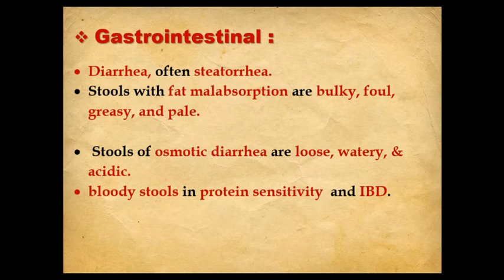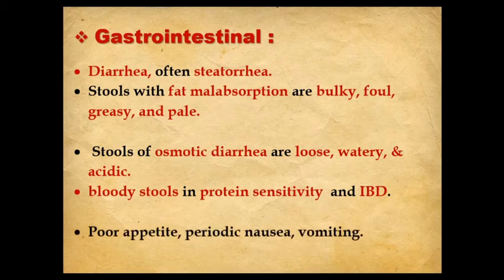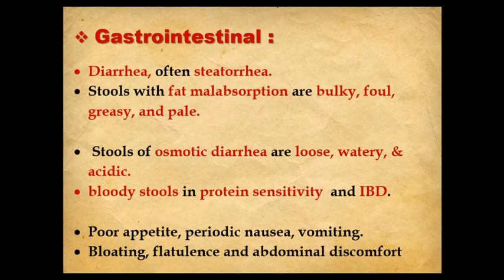And this happens also in inflammatory bowel disease because of the structural defect in the mucosal surface of the intestine. Inflammatory bowel disease, I mean Crohn's disease or ulcerative colitis. And of course, there will be poor appetite, periodic nausea, and vomiting. Because if we go back to the definition of the syndrome, we say chronic diarrhea and abdominal distension, flatulence, gaseous distension, bloating, and abdominal discomfort. So these are the gastrointestinal manifestations.